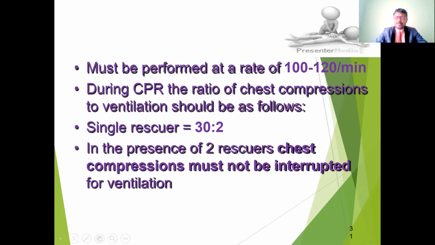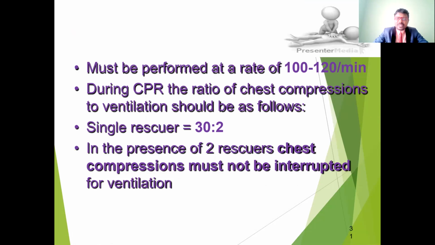These compressions must be at least 100 to 120 per minute. That means 30 compressions should be given within about 15 to 18 seconds, and at least 60 compressions in 30 seconds. So in 1 minute, we have to give 100 to 120 compressions.